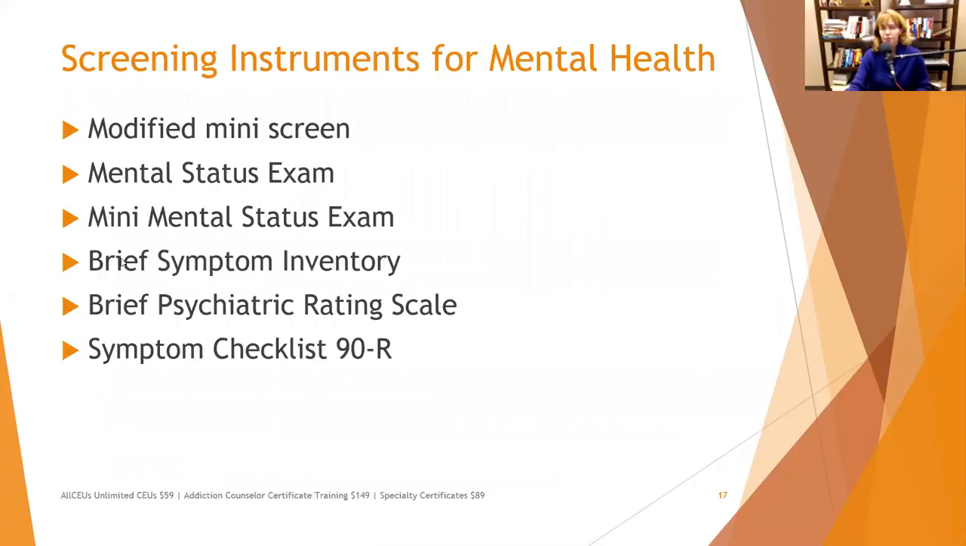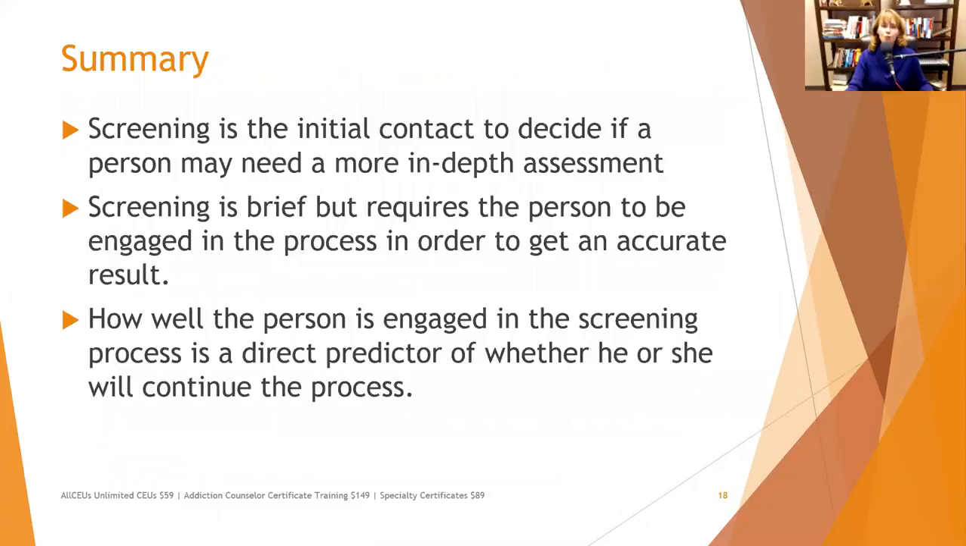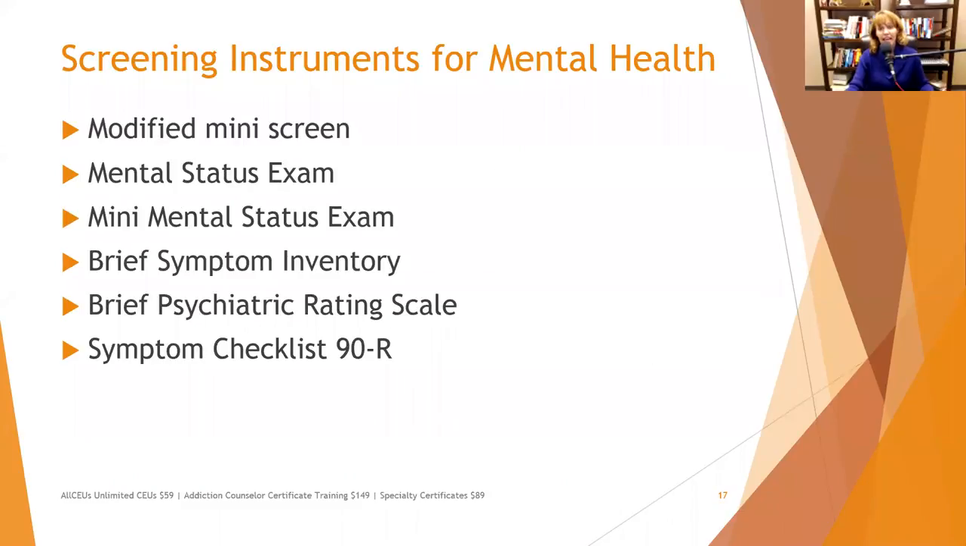When screening for mental health, you're going to use the Modified Mini Screen, the Mental Status Exam, the Mini Mental Status Exam, the Brief Symptom Inventory, a Brief Psychiatric Rating Scale, or the Symptom Checklist 90-R. So those are the ones that you're typically going to use. A lot of times they're already in your electronic medical record, so you're not going to have to figure out what to use. In terms of knowing what the instruments are for certification and testing purposes, these are the 6 that you want to be aware of. So you can Google each one of them and find out more about what each screening test can provide you.